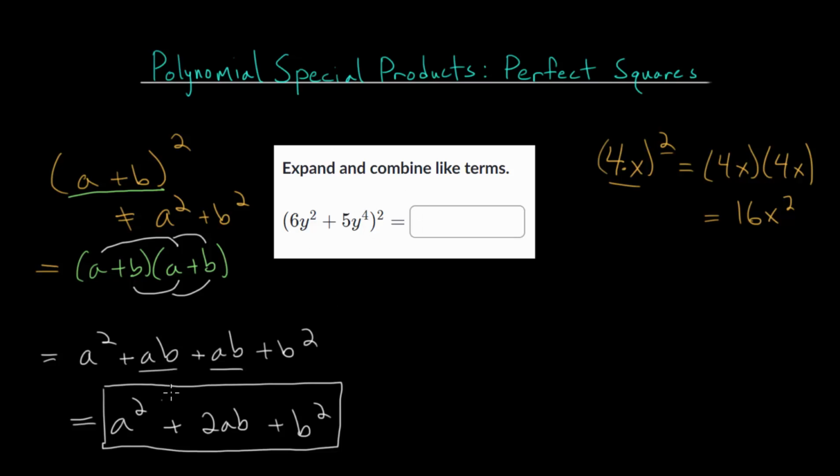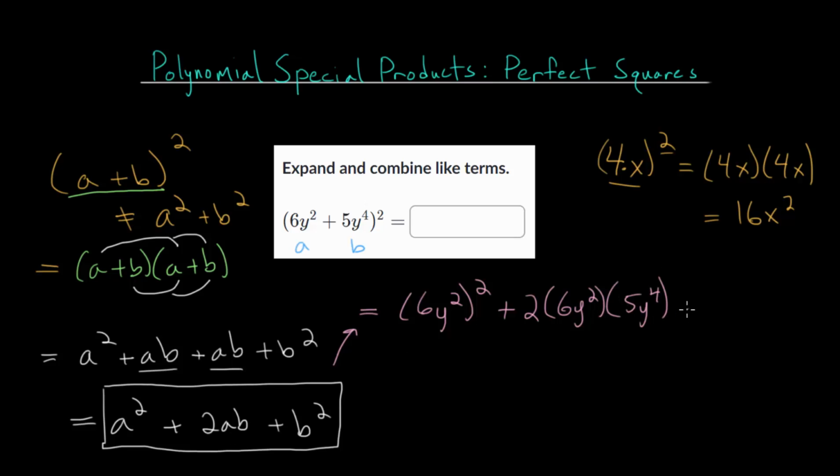So this is our formula for multiplying out these perfect squares. And if you want, you can just use the formula where you can label this as a and this is b and just plug a and b into this formula here. Since we know we have this a plus b squared, and a is 6y squared, we can just plug them in here. So we get a squared, so that's 6y squared, and we're going to square that. And we get plus twice a, which is the 6y squared, multiplied by b, which is 5y to the fourth. And then lastly, we square b, which again is the 5y to the fourth, and we're squaring that. And then we just simplify everything.